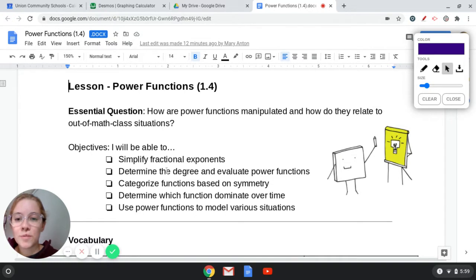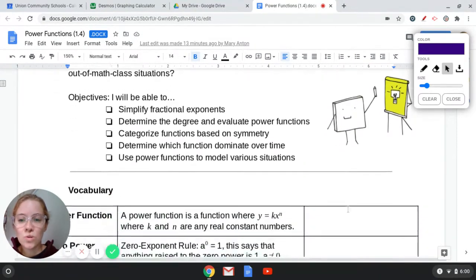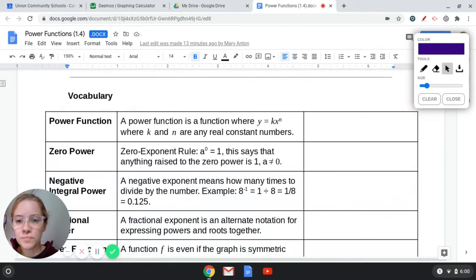We're going to determine the degree of power functions, which we touched on in the last section, the exponential function section, so we're going to talk about that more. We're going to talk about which function dominates over time, what that means, and how you know, and then some modeling. So let's talk vocab.